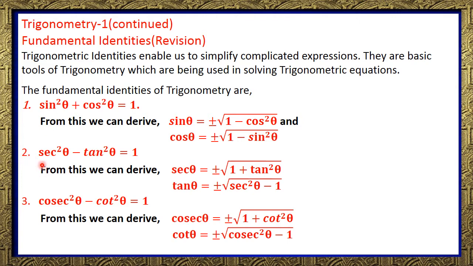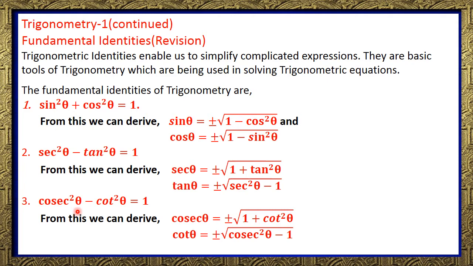Second identity, sec square theta minus tan square theta is equal to 1. From this we can derive sec theta is equal to plus or minus root of 1 plus tan square theta, and tan theta is equal to plus or minus root of sec square theta minus 1. Here don't make the mistake: sec square theta minus 1.